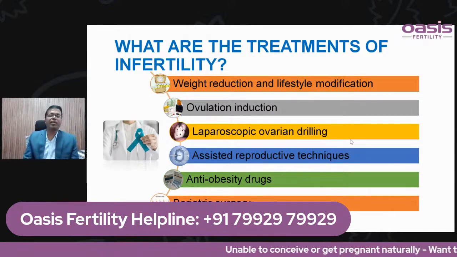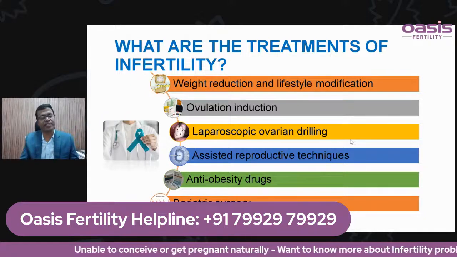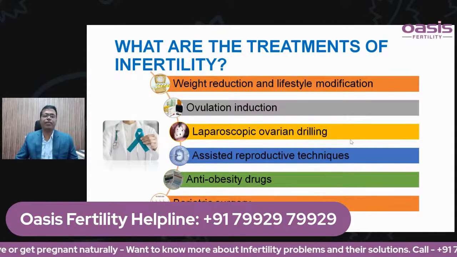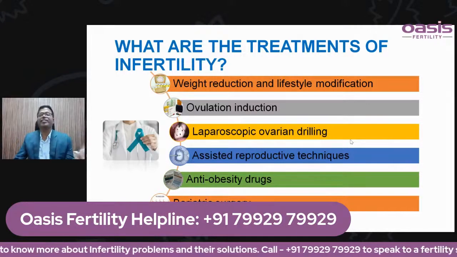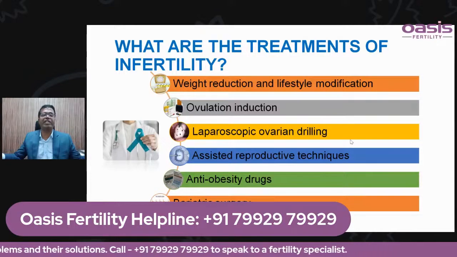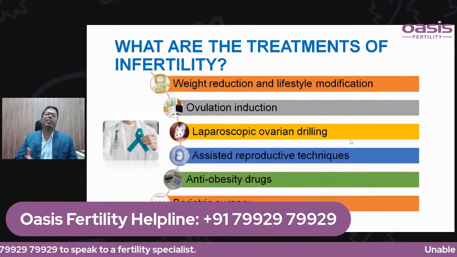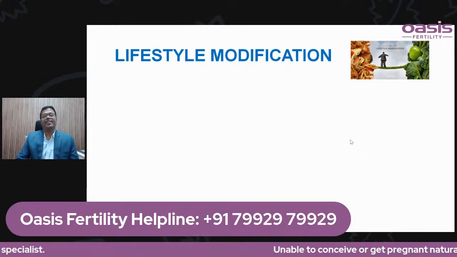Else, when all the methods have failed, the final thing we go for is ART, assisted reproductive techniques like in vitro fertilization or ICSI and other things. Along with that, some other treatment may be required, especially if she is morbidly obese with excessive obesity: either we give anti-obesity drugs or we do bariatric surgery, and all these various methods of treatment can be offered to those females.